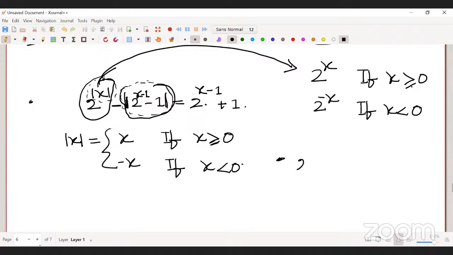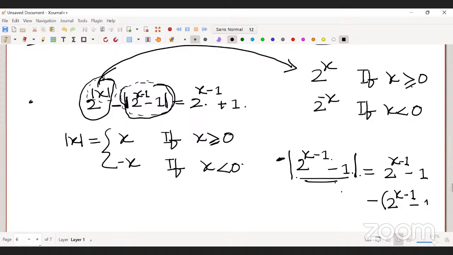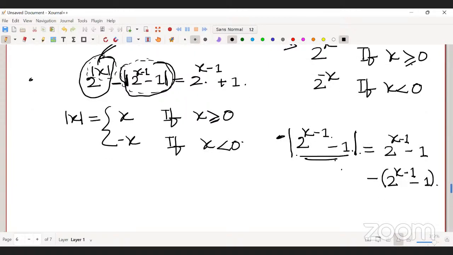Now the next thing is 2 to the power x minus 1, minus 1. We are taking the modulus. So the first thing is I have to find out for what values of x this 2 power x minus 1 minus 1 is greater than 0. If this is greater than 0, then the modulus of this is nothing but this. If this is less than 0, then the modulus will come something like this, right? So the next thing I need to do is find the region for which this function is positive, right? Yes, sir.